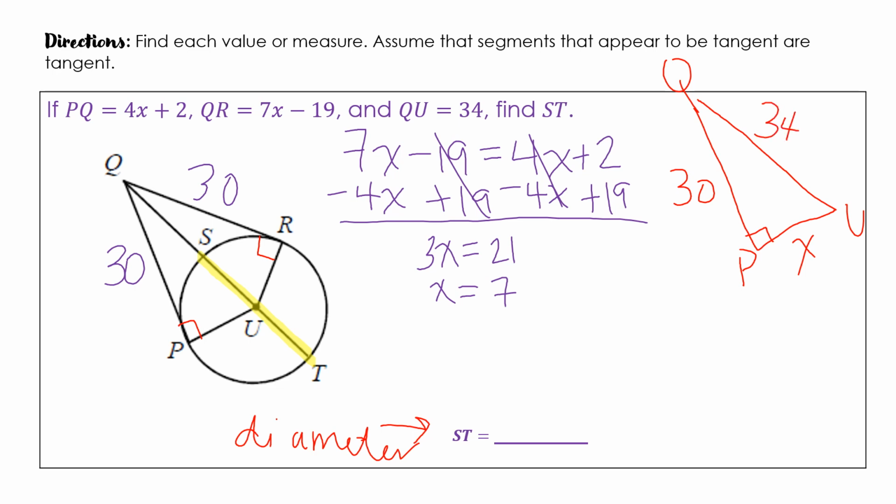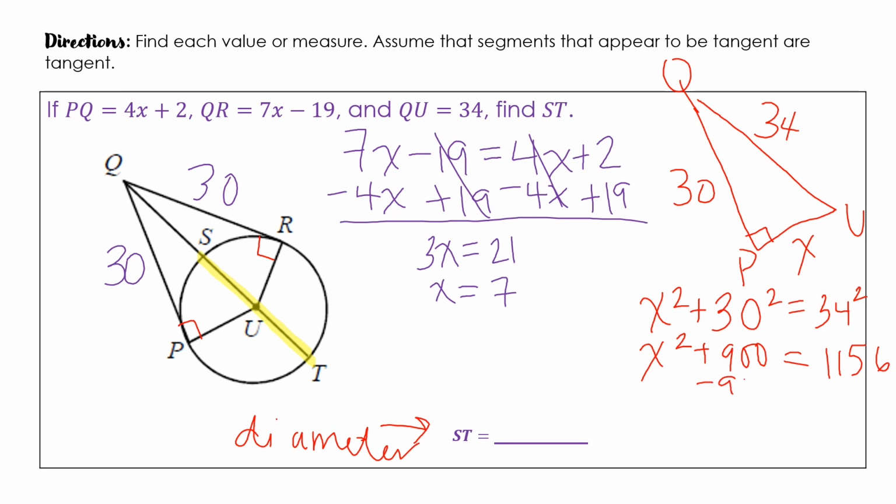So I can use the Pythagorean theorem to find the length of PU, which is the radius. And we're looking for ST, which is the diameter. So if I can find X, then I can double it to get the diameter. So PU is a leg, so X squared, QP is my other leg, plus 30 squared equals 34 squared, because QU is my hypotenuse. 30 squared is 900. 34 squared is 1156. We're going to subtract 900.